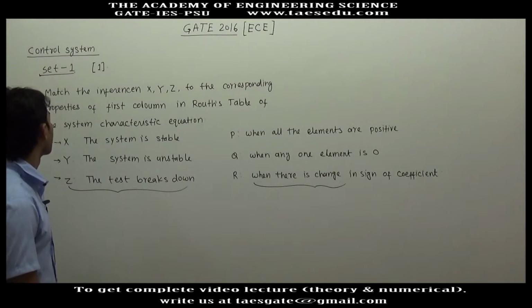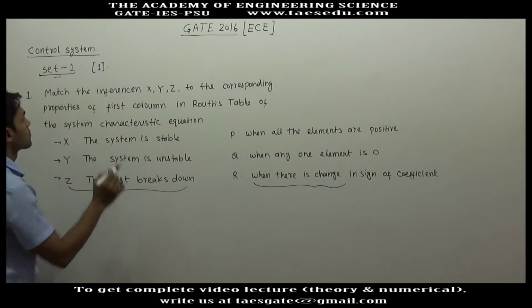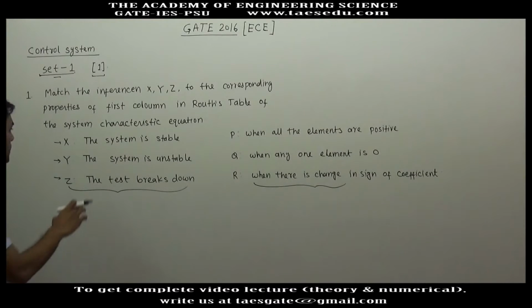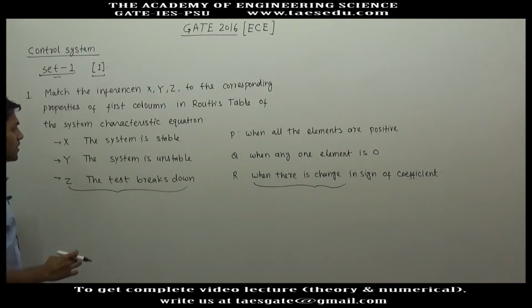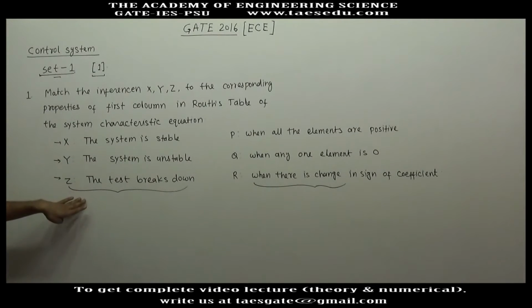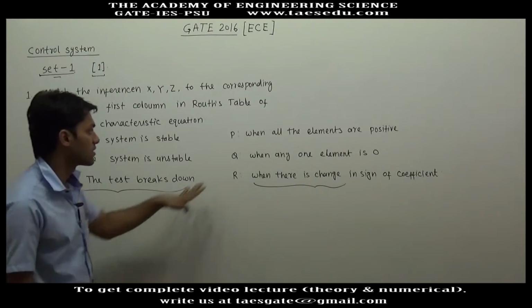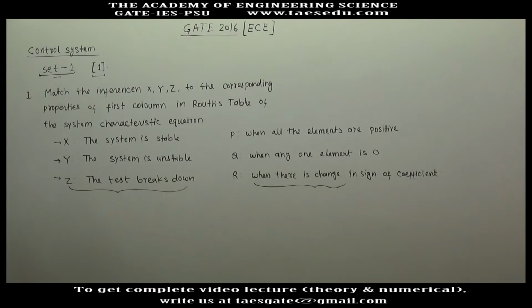Starting with the first question of control system, which was asked in set 1, and this question was of 1 mark. In this question, three statements are given. There are two sets of statements, and in the first set, three statements are given about stability of a system. And here we have three statements about the first column of the Routh-Hurwitz table.